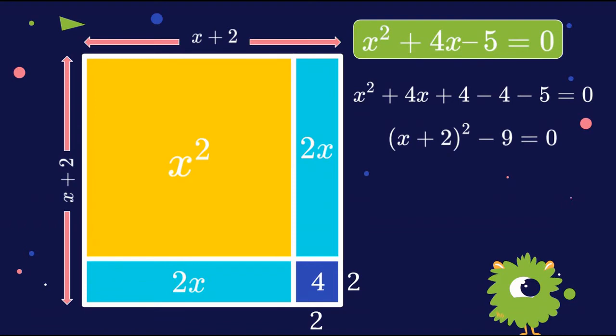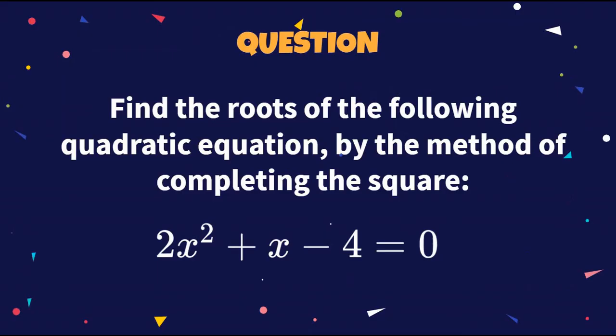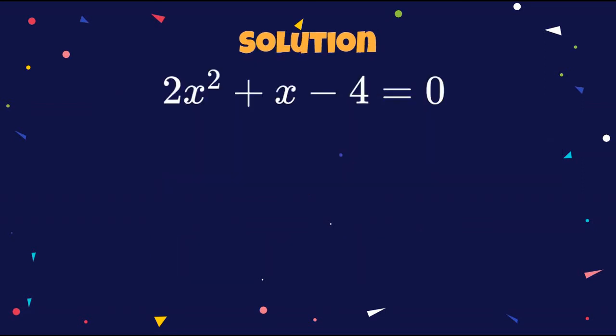Now to become a pro in this concept, let's look at a quick question. In here, we have to find the roots of the following quadratic equation by the method of completing the square. The equation that we have been given is 2x square plus x minus 4 is equal to 0. So let's see how we can do it.